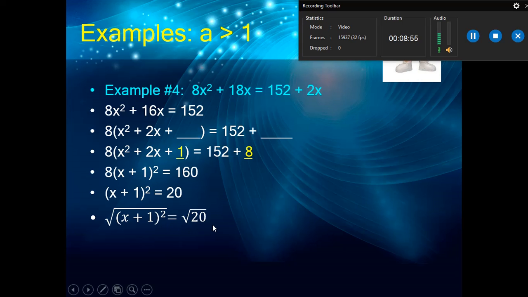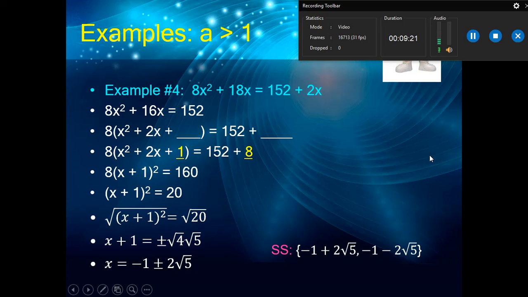Again, 20 is not a perfect square. So as we go through this process, we want to break 20 into two factors. One of those factors has to be a perfect square. I'm going to use 4 and 5. And I'm also going to subtract 1, but I'm going to simplify the 4. So x is equal to -1 plus or minus 2 radical 5. And this one we're just going to split into our solution set. So we'll have -1 plus 2 radical 5 and -1 minus 2 radical 5.